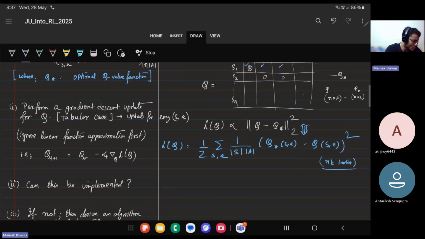So if these two are equivalent, let's say I want to learn Q of S comma A, or the Q value function itself. What can I do? I can do gradient descent, yes or no? We have discussed gradient descent multiple times now, right? I can learn Q iteratively.